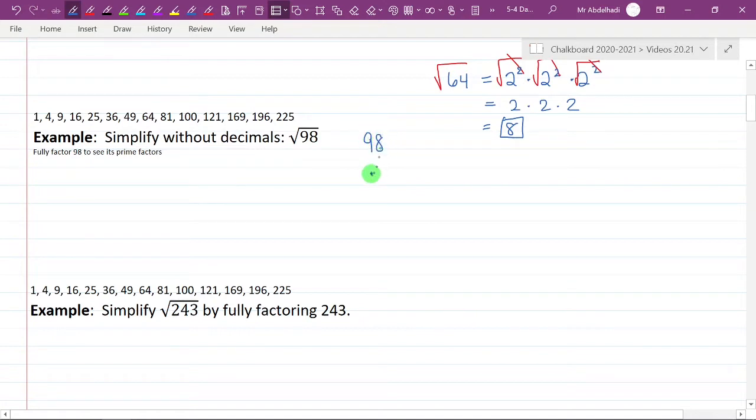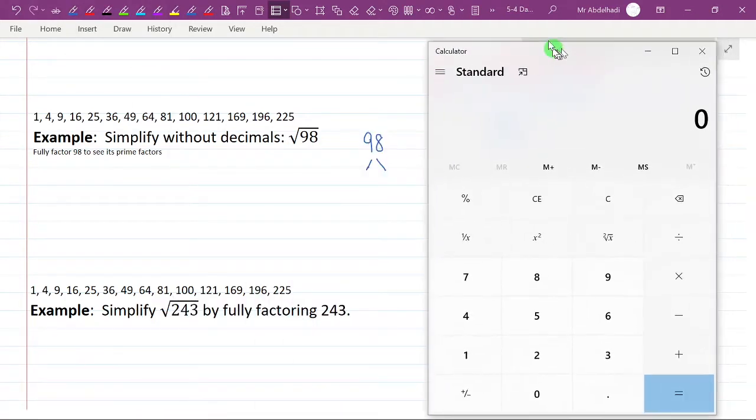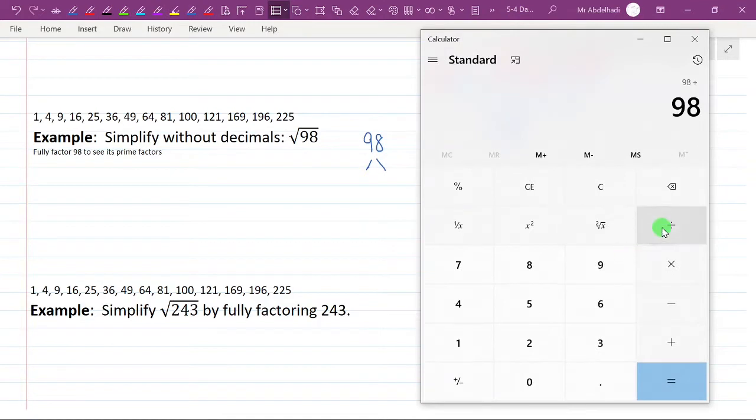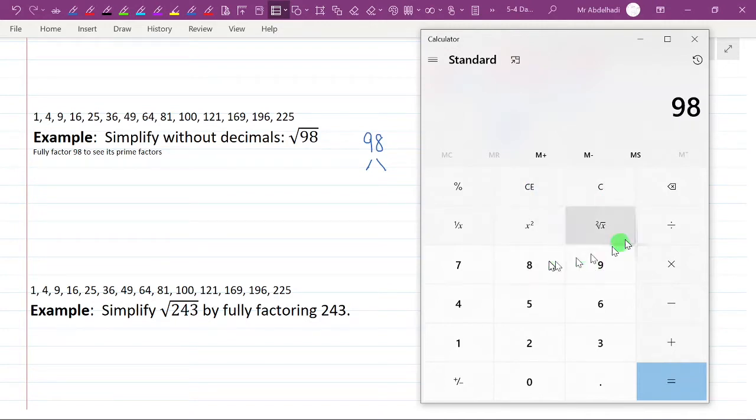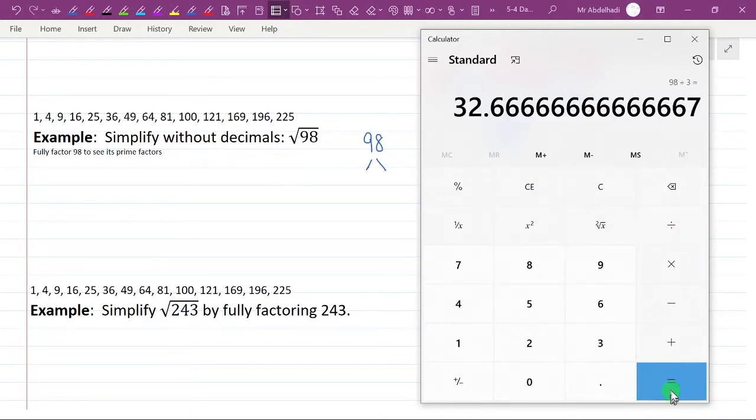So 98 can be broken down into, and this is where you might reach for a calculator and try some numbers. So I'll just do that real quick, just to show you how that might work if you didn't know what you wanted. So 98, and just divide it by, I don't know, 5, and you get a decimal. So 5 does not go into 98. Well, how about 6? 98 divided by 6, so on and so forth. Nope, decimal doesn't work. 6 doesn't work. 98 divided by 3, that sort of thing. All right, so you might want to try something like that.